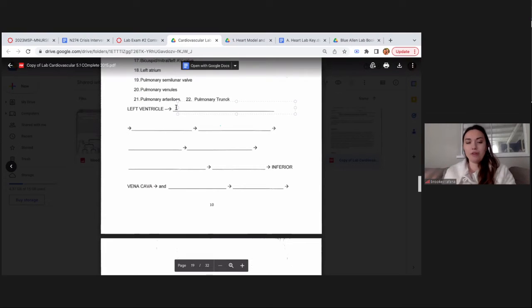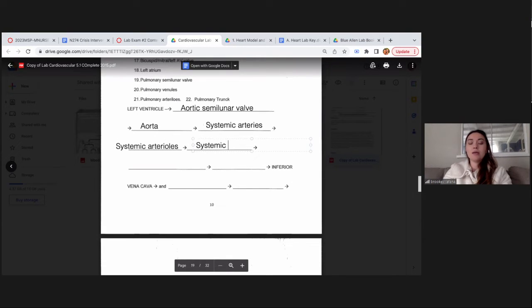From the left ventricle, where does blood go first? From the left ventricle, blood goes to the aortic semilunar valve. From the aortic semilunar valve, it goes into the aorta. Once it gets into the aorta, it goes into the systemic arteries, so that's going out to the body. That then branches into systemic arterioles, and then a systemic capillary bed, which is when it changes from being arterial to venous. Then we come back to the heart as systemic venules, and then systemic veins.